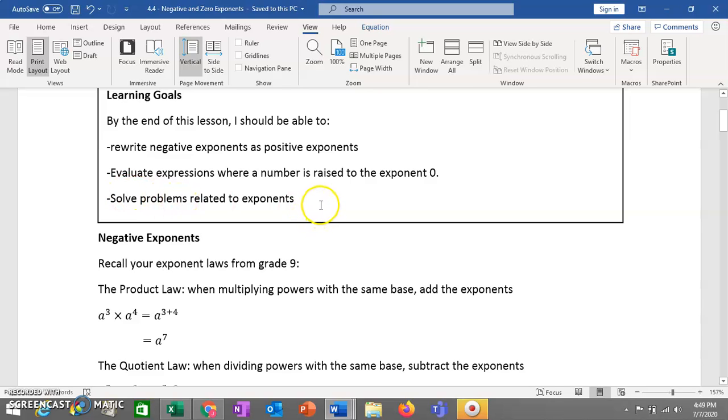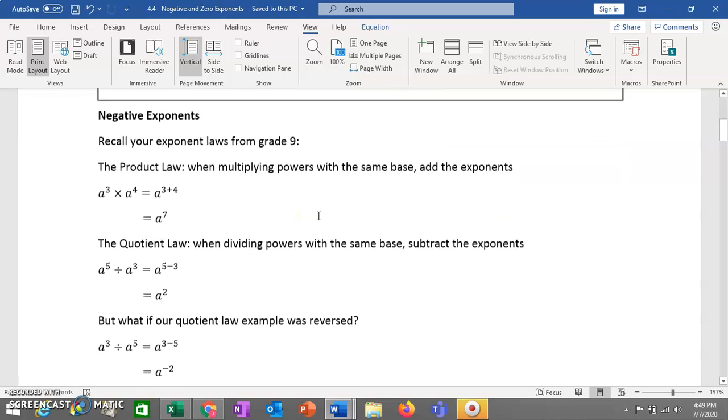So this is a sort of easier lesson at the end of the topic. It's going to be a little bit shorter. And I'm also going to show you why these things work. So we'll start with negative exponents. I can just tell you how that works, and I will, but let's connect negative exponents to what you already learned in grade 9.